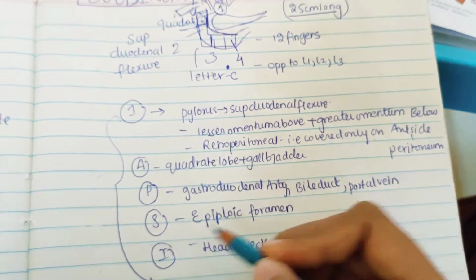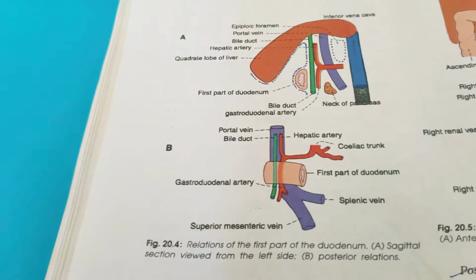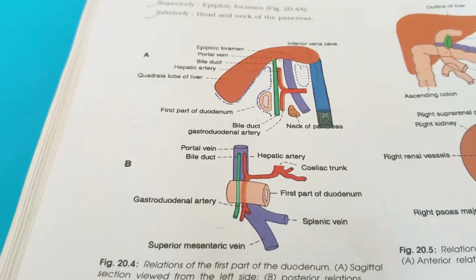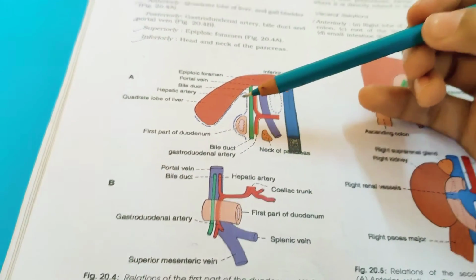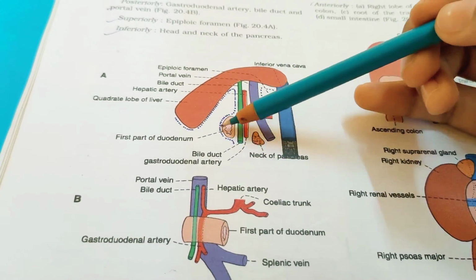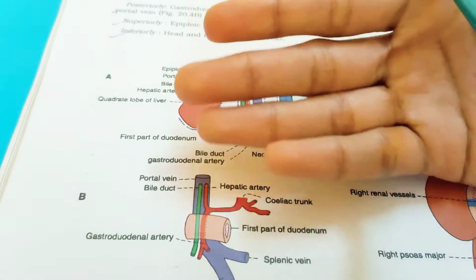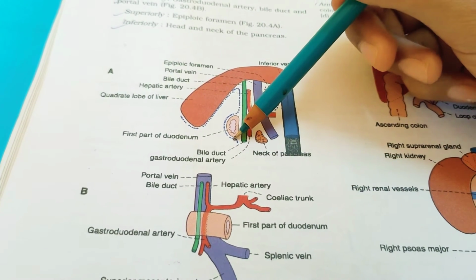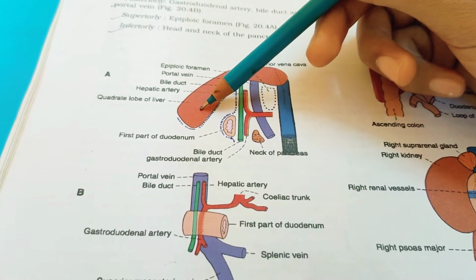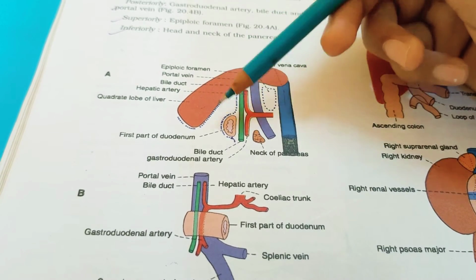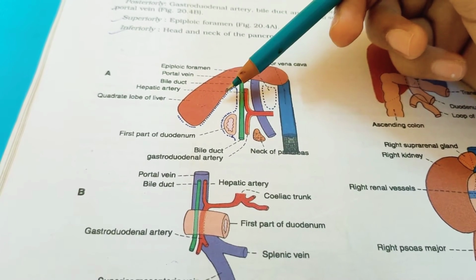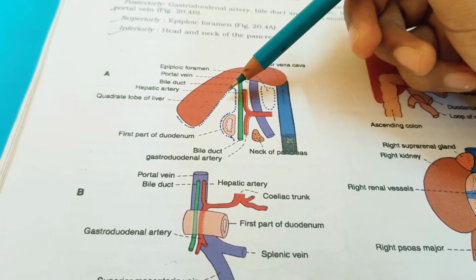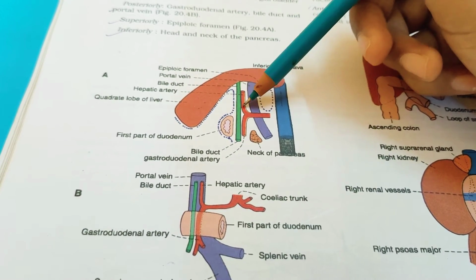So let me show this original diagram. Once again, let us revise all the anterior, posterior, superior and inferior relations. Here you can see the first part of duodenum. Actually this is a sagittal section. If you see anteriorly, there is the quadrate lobe of liver and also the gallbladder, but it is not shown here.